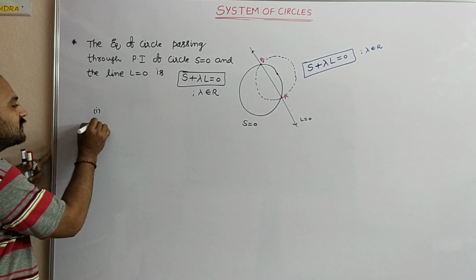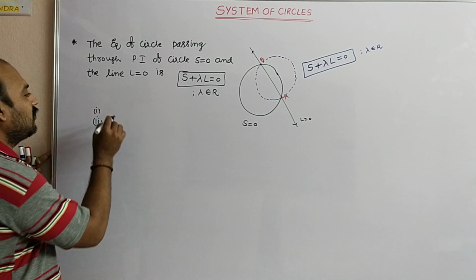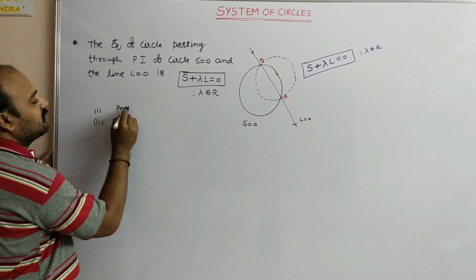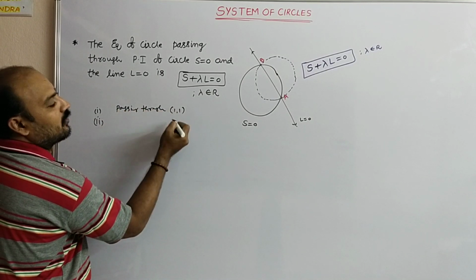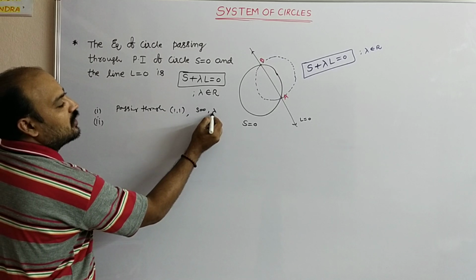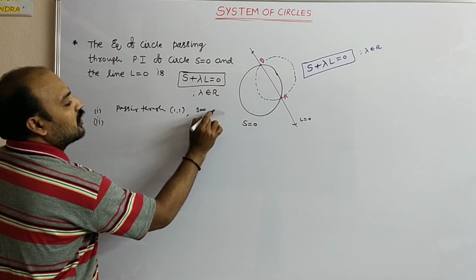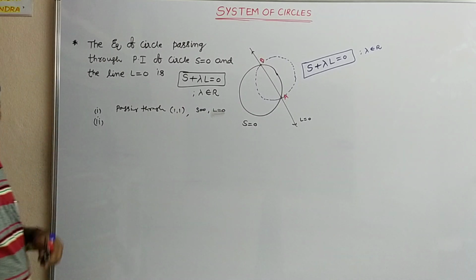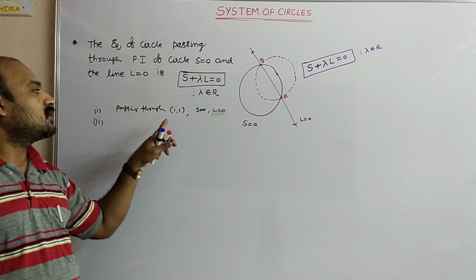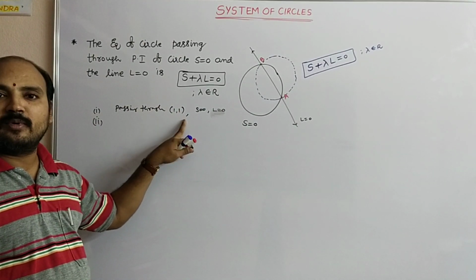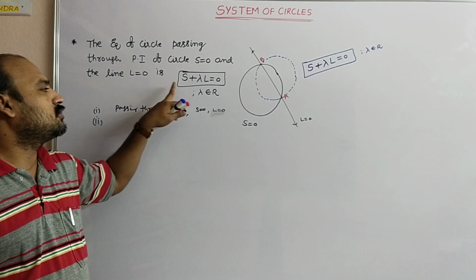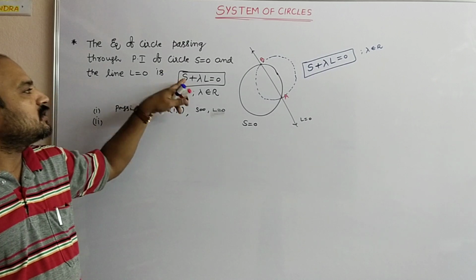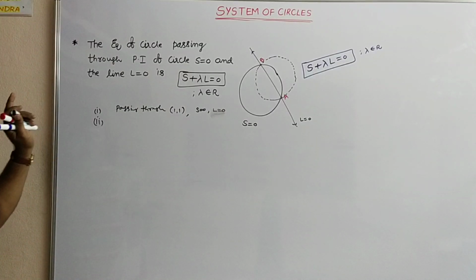In the second case, passing through some point, some example I am saying, passing through the point (1, 1), and S is equal to 0, L is equal to 0, one line and one circle. In this formula, substitute wherever x, y is there, (1, 1) substitute. Not only (1, 1), any point. Substitute and get lambda value. Lambda value again substitute in this equation, we can get the required answer.